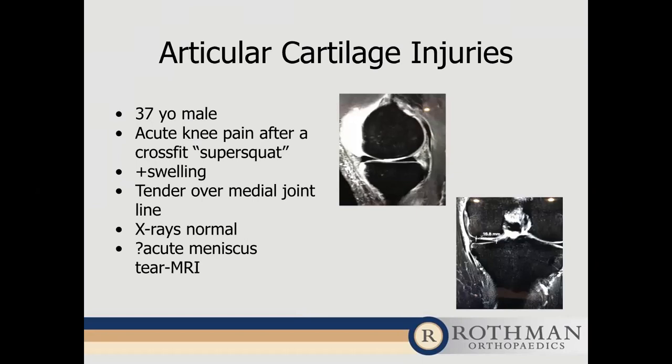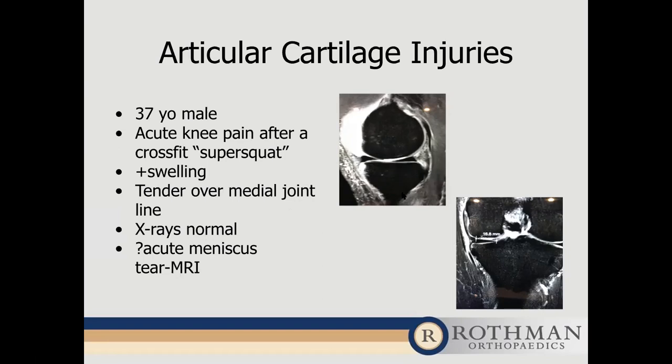He was doing what's called a super squat, which is basically where you take your tailbone and put it down to your heels. And you do that very aggressively and typically with weight. And it's a really deep bend. And after he did one of those, he had a lot of pain over the inside part of his knee. His x-rays are normal. So my thinking was he probably had a torn meniscus cartilage from the deep bending injury of the knee.